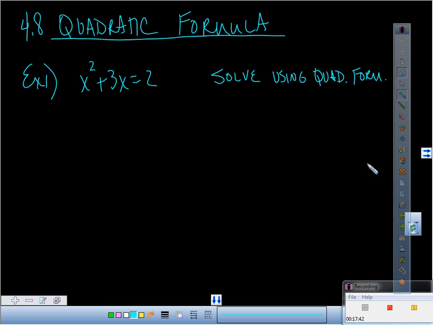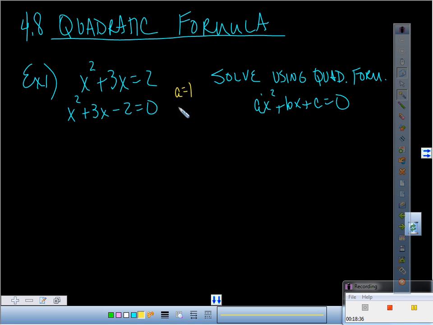Okay? Remember how we talked about, we said it was going to look like this? ax squared plus bx plus c equals 0. That's the kind of form it has to be in. So what do I need to do over here? Okay, so x squared plus 3x minus 2 equals 0. All right. Next thing I would do is I'd go and list. What's A?